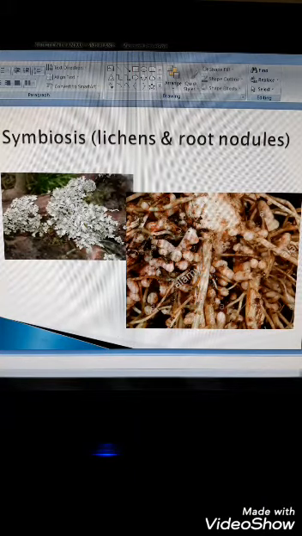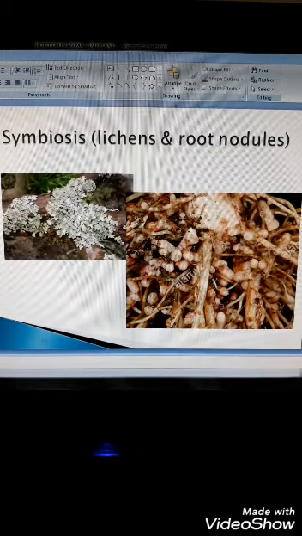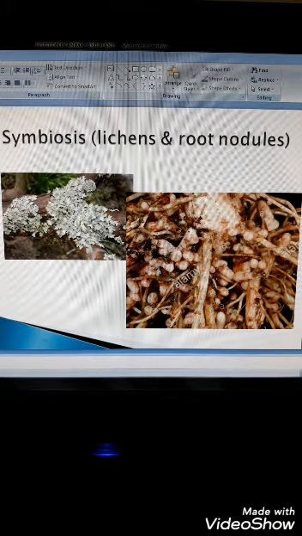The second example we see is the root nodules. These root nodules are mostly found in leguminous plants, which have nitrogen fixing roots. They live in combination with rhizobium bacteria, a kind of bacteria which has a special property. What do they do?